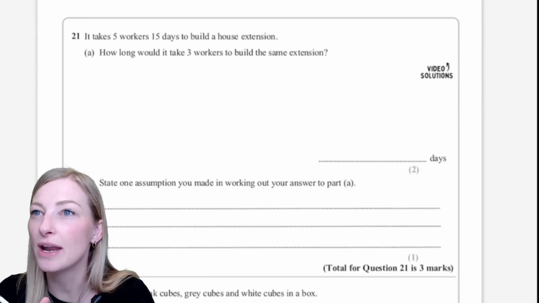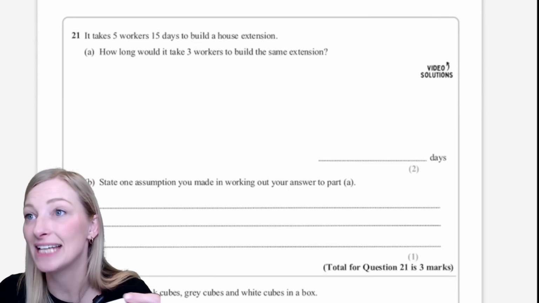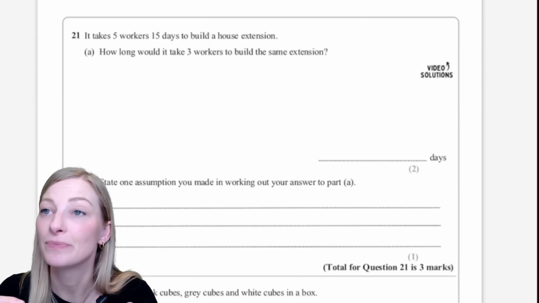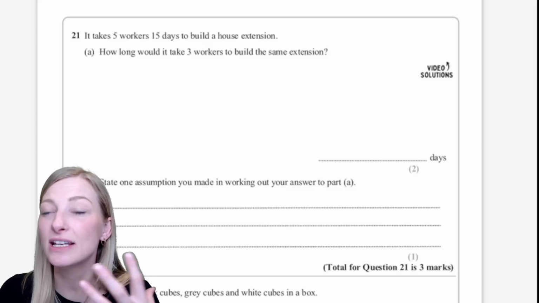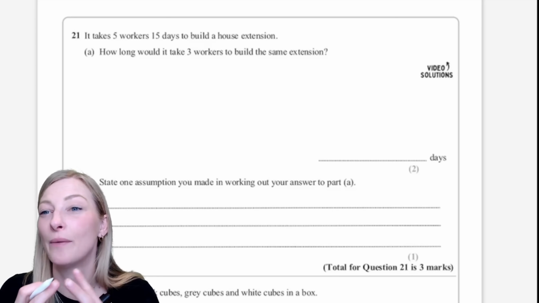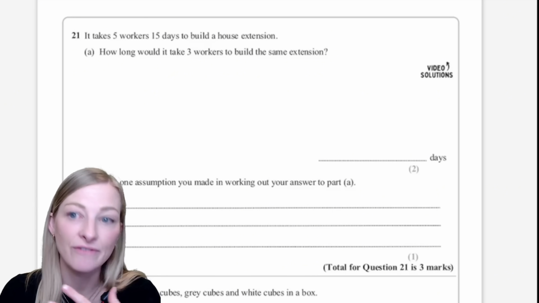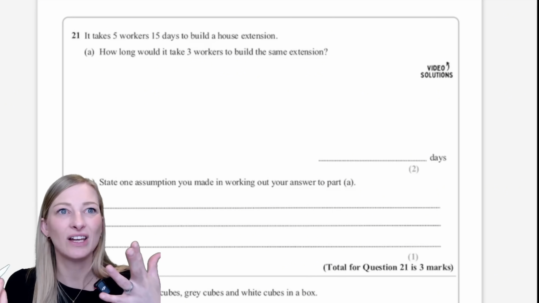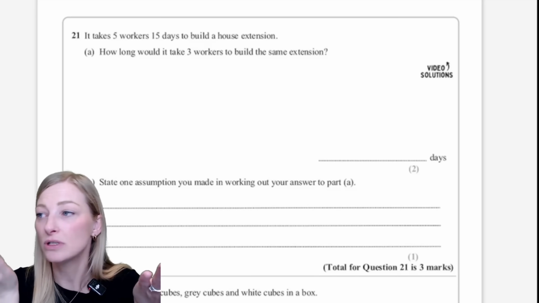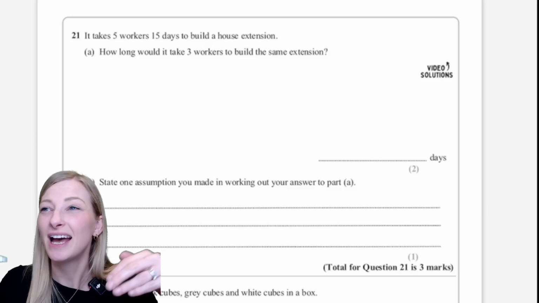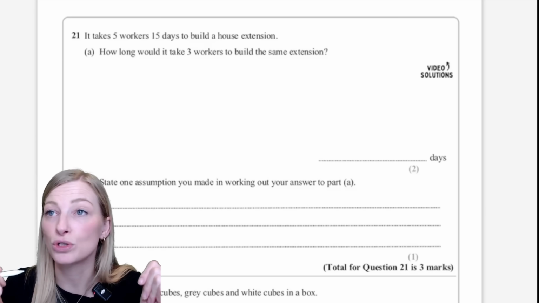Okay, question number 21. It takes 5 workers 15 days to build a house extension. How long would it take 3 workers to build the same extension? So this is an example of proportion, and we need to think very carefully about whether it's direct proportion or inverse proportion. Now, direct is like if I buy 1 chocolate bar and it's 50p, and I buy 2 chocolate bars and it's £1, 3 chocolate bars it's £1.50.